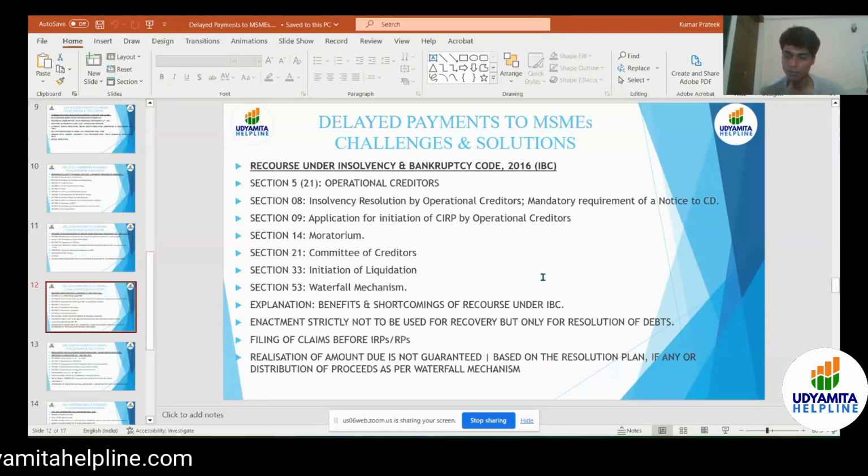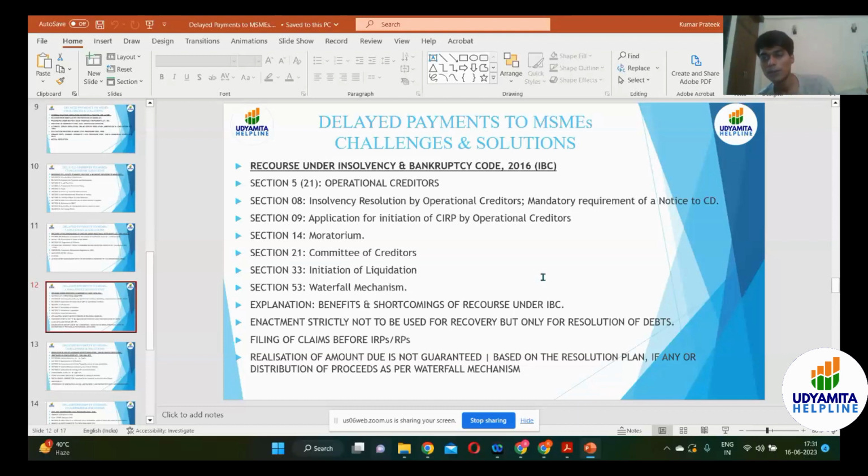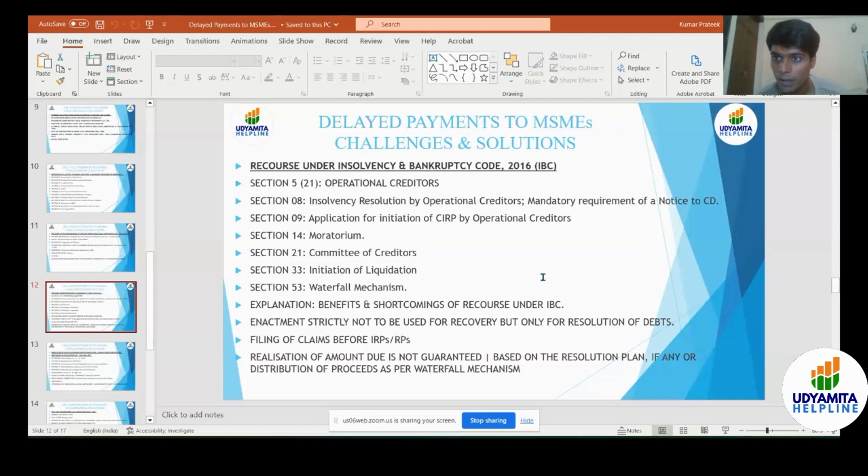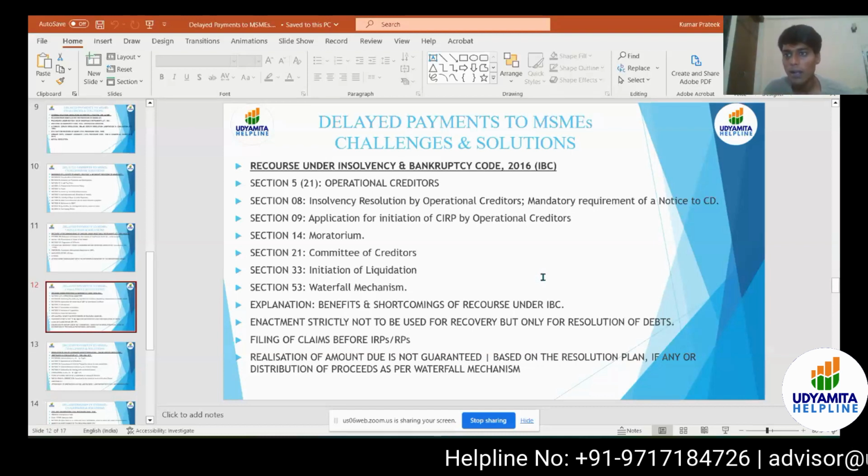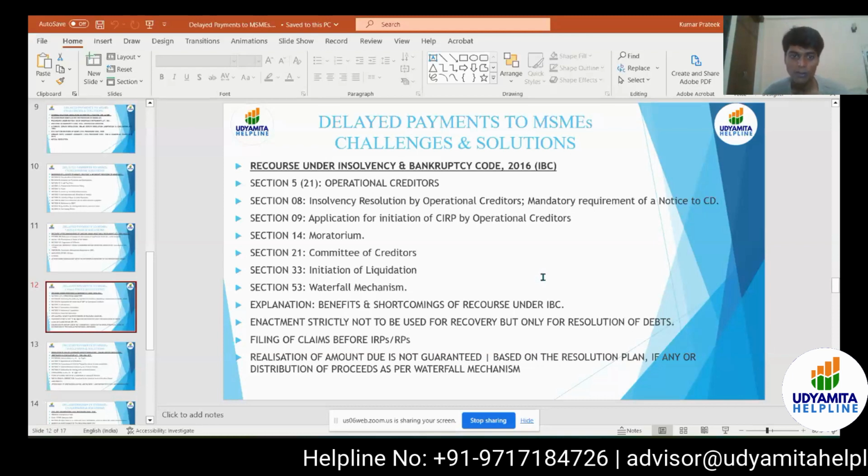So you have to take care that the forms are properly filled with the information, and that you attach all the documents which you are relying upon for your claim, right? After doing all of that, you can submit those claims to the IRP or RP, right? And after analyzing and examining those documents and information, the RP accepts or rejects your claim. In case he accepts your claim, it would be reflected in the creditors list of the company. And in case he rejects your claim due to some inconsistencies in the documents or information, you can have recourse before the NCLT because of such rejection.